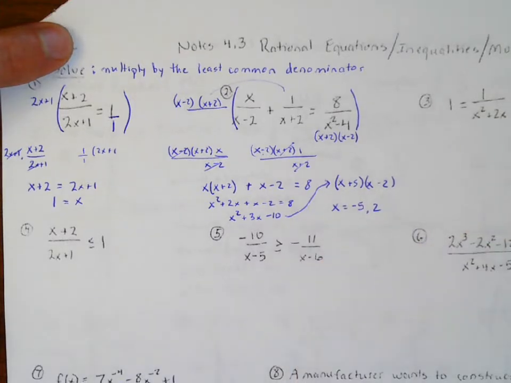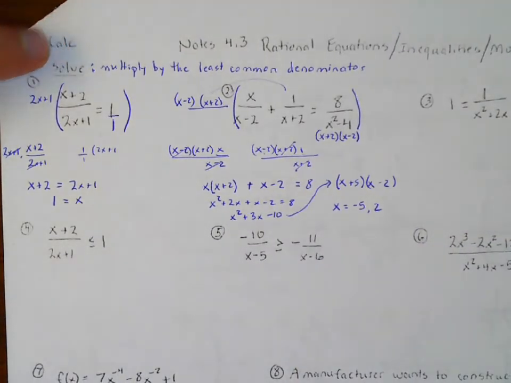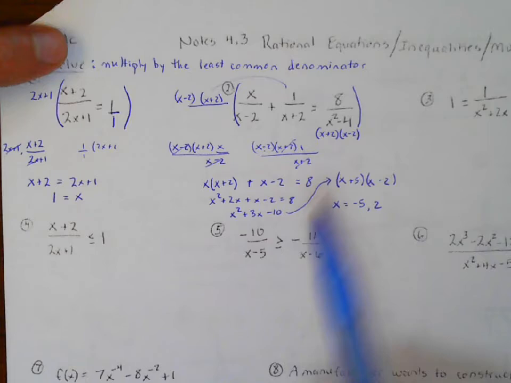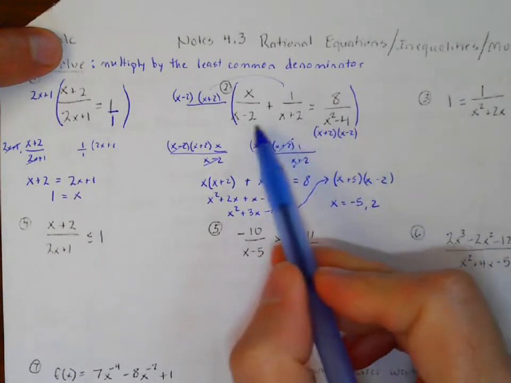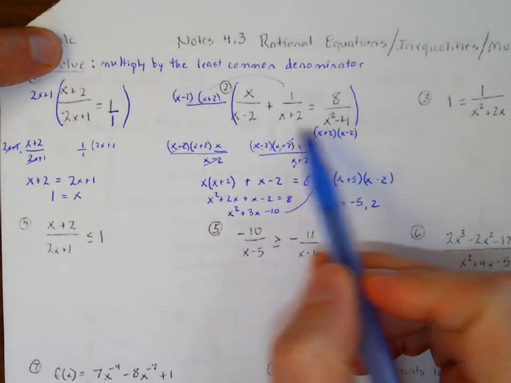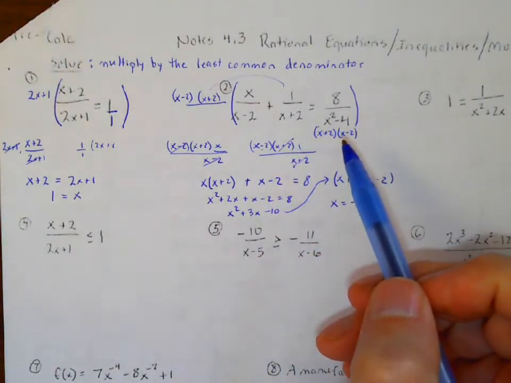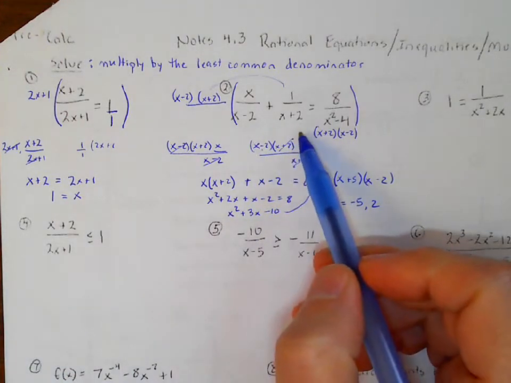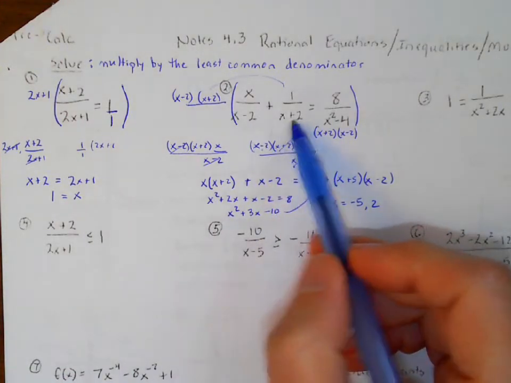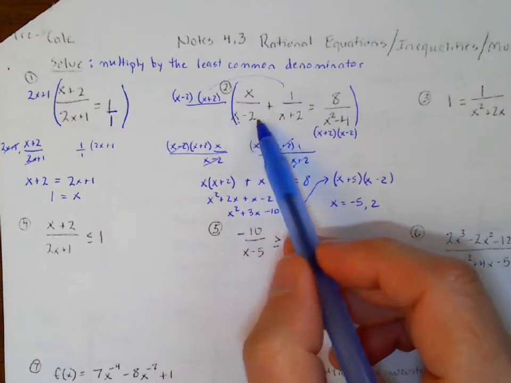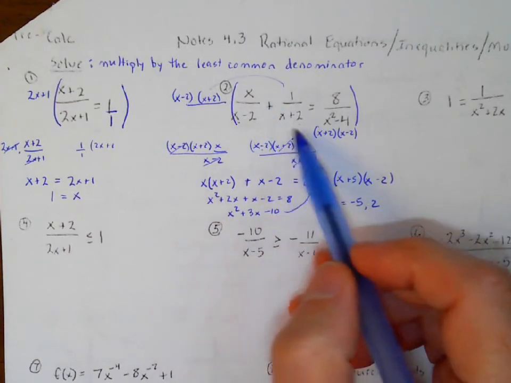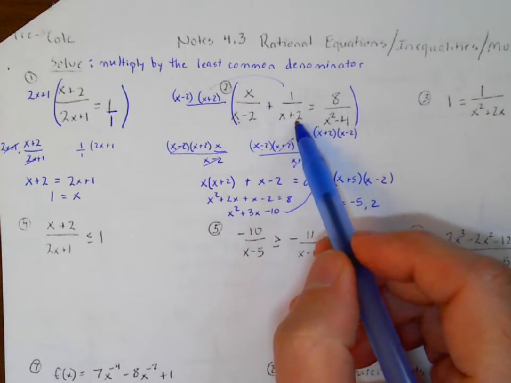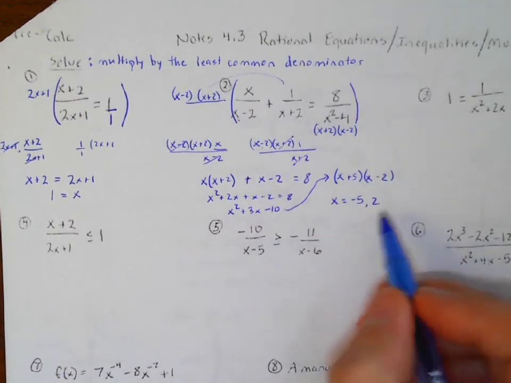Now with all of these, I always have to make sure they will work. We talked about our domain being all numbers except some numbers. So what numbers will not work here? Well, I know 2 doesn't work, and I know negative 2 doesn't work. If I put a 2 in here, I get 2 minus 2 is 0, I can't divide by 0. Negative 2 plus 2 is 0, I can't divide by 0. So do both of these work?